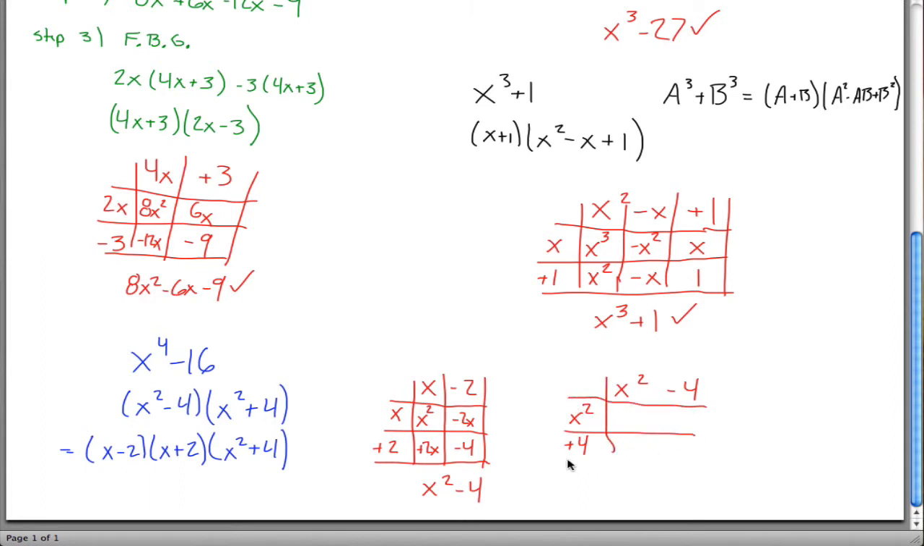And what I get if I make all my boxes, x squared times x squared is x to the 4th. X squared times negative 4 is negative 4x squared. X squared times positive 4 is positive 4x squared. Negative 4 times positive 4 is negative 16. If you add those all together, you get x to the 4th. These two cancel out. Minus 16. Checks out. We're good. Answer's right. That's the end of this perfect problem.